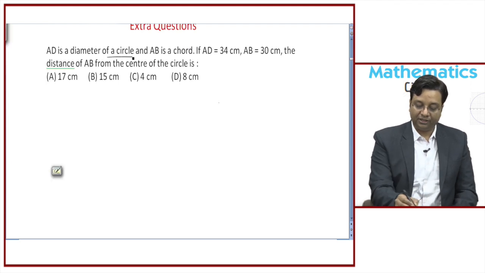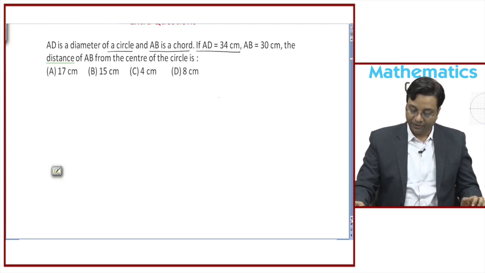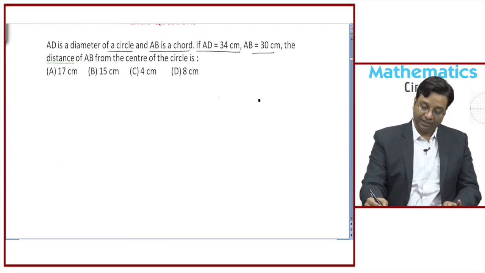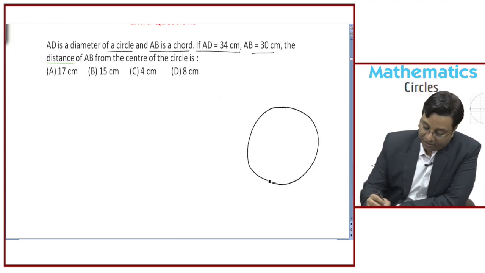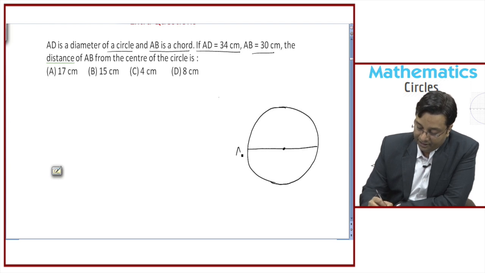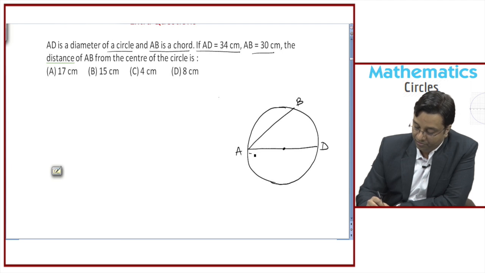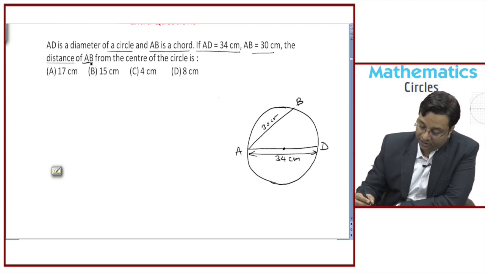Okay, let us look at this question here. AD is a diameter of a circle and AB is a chord. If AD is 34 centimeter and AB is 30 centimeter, the distance of AB from the center of the circle is? Let us try and attempt this question on the basis of our understanding. AD is the diameter of the circle. Let us say this is AD. AB is a chord. Let us say this is AB. AD is given as 34 centimeter, so this complete length AD is 34 centimeter and AB is 30 centimeter. The distance of AB from the center of the circle is?